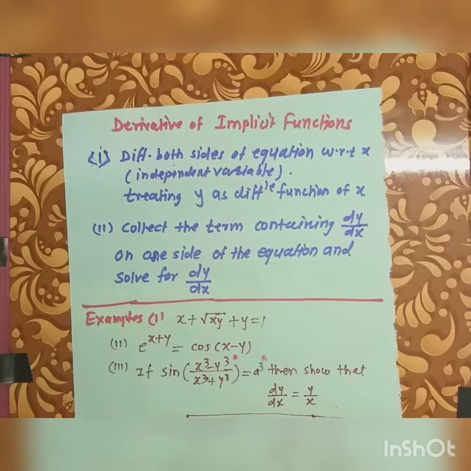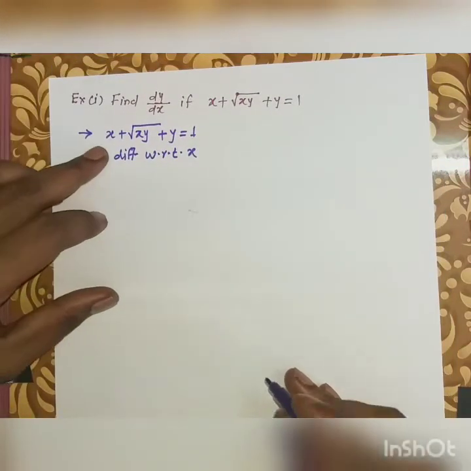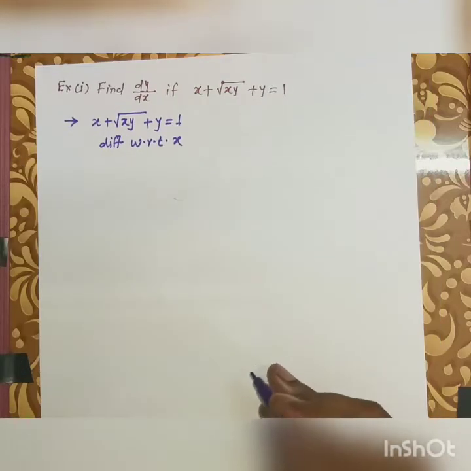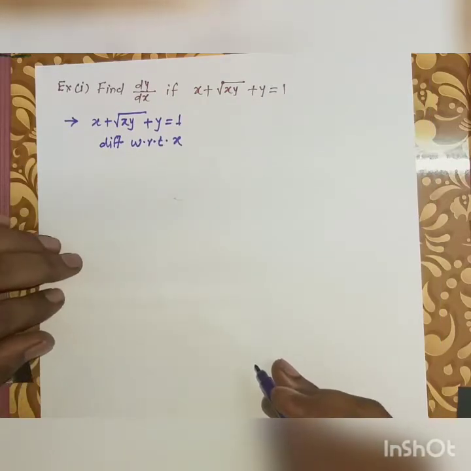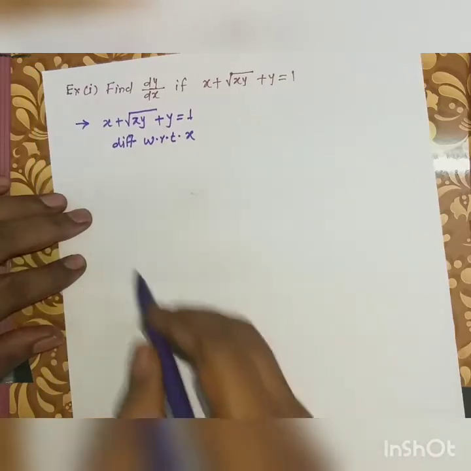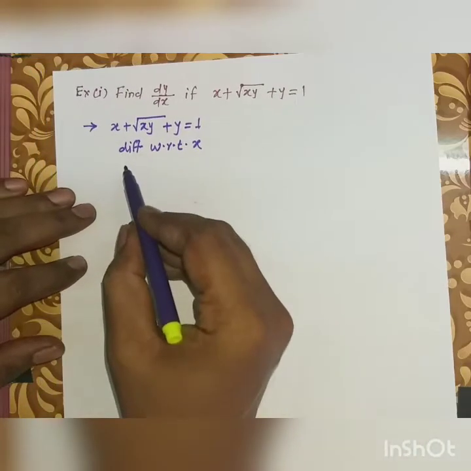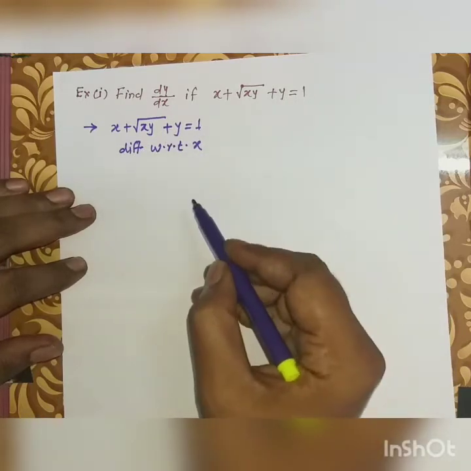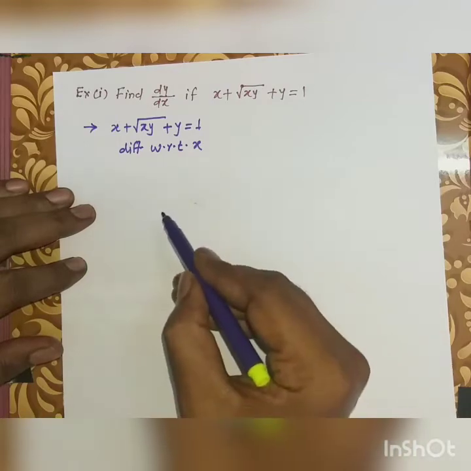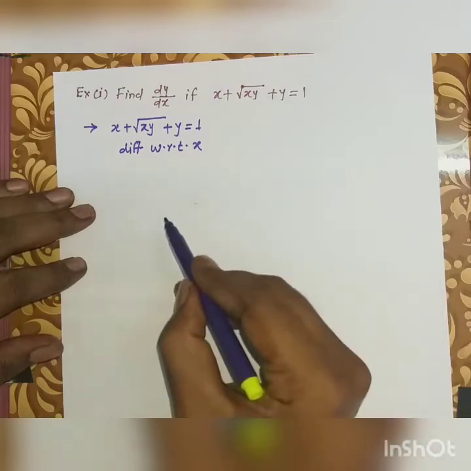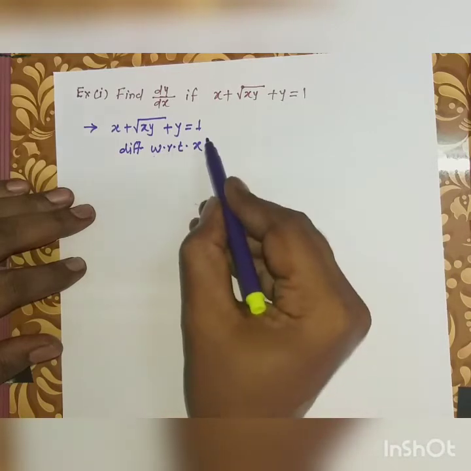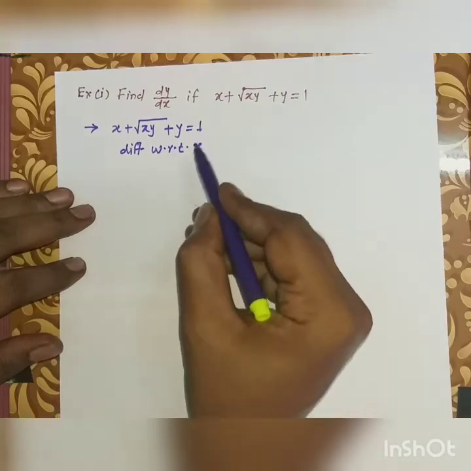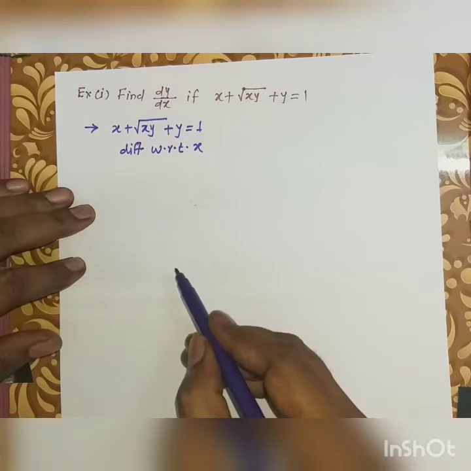Now such types of examples we will solve. First example is: find dy by dx if x plus root xy plus y is equal to 1. Now we take its answer. First I write the given equation, x plus under root xy plus y is equal to 1. First verify whether this equation is implicit or explicit. We cannot write y is equal to f of x or x is equal to g of y. Therefore this function is implicit.